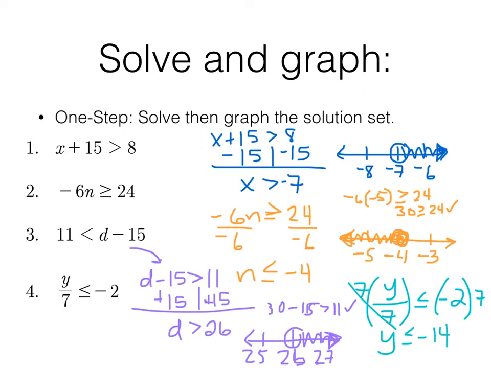All right, so let's pick a number. But I'm going to be smart about this. I'm not going to pick negative 15 because that's not divisible by 7. I'm going to pick negative 21 because I want smaller than negative 14. So let's check negative 21. I'm completely out of space. Negative 21 over 7, is that less than or equal to negative 2? Is negative 3 less than or equal to negative 2?